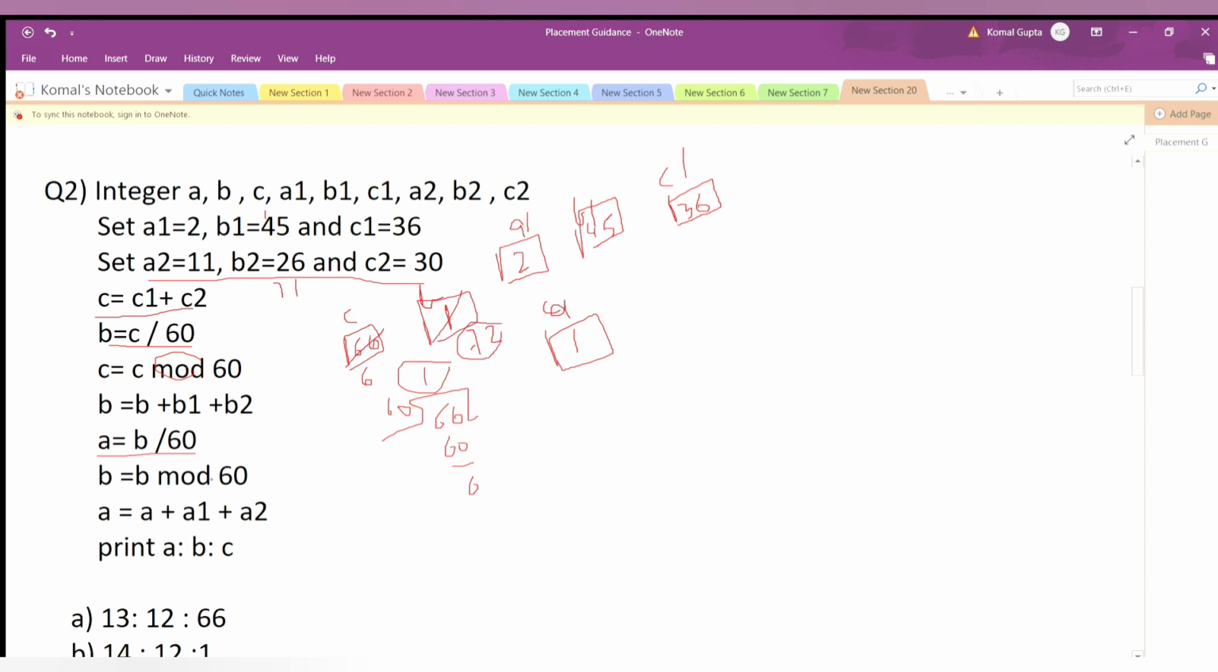And what it is doing now, B is equal to B mod 60. Now it is again updating the value of B. That means 72 mod 60. So what will be the remainder now? If we divide 72 by 60, it will be 12. So the value of B is 12 now.